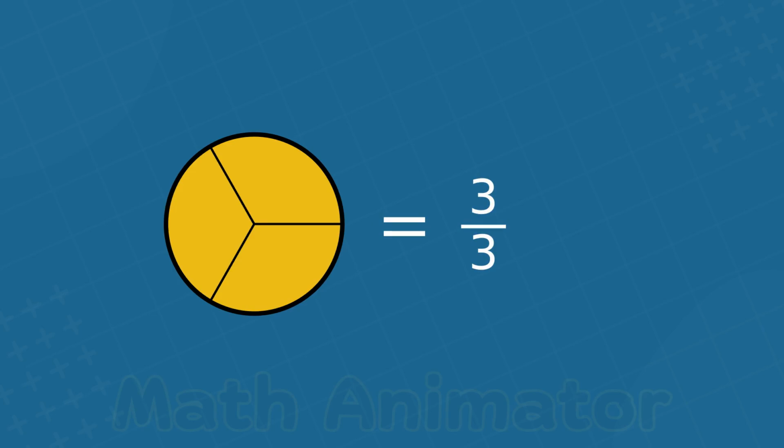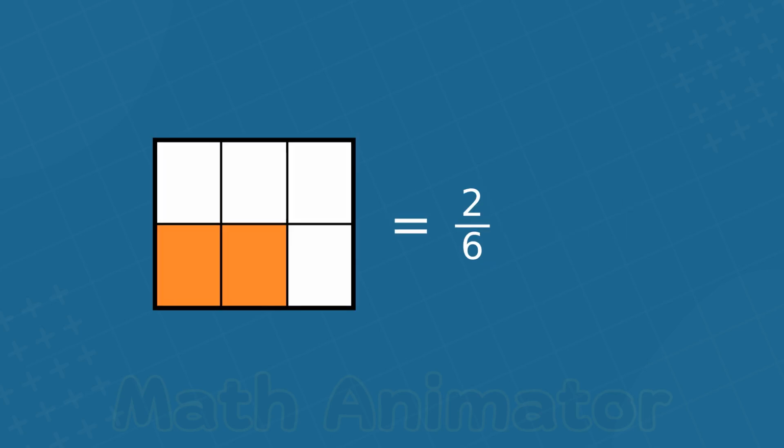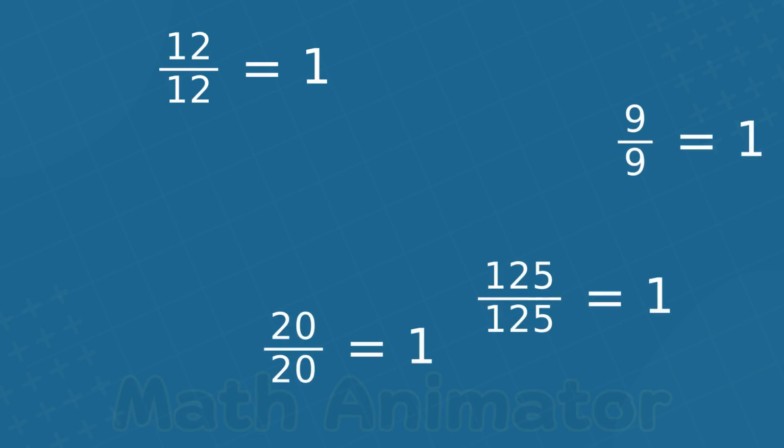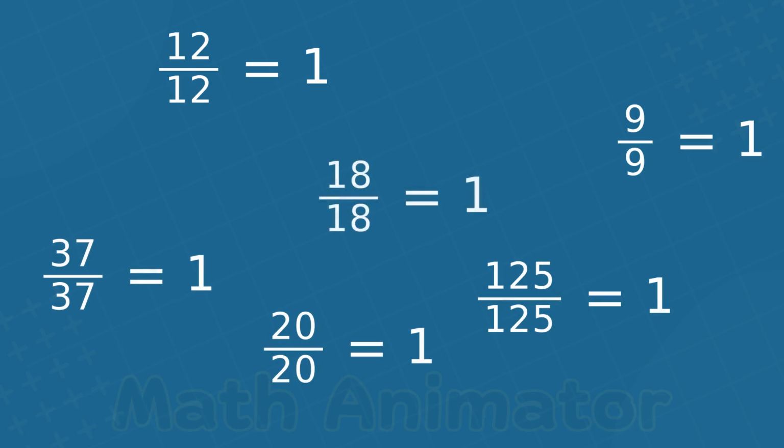However, we know that a fully shaded circle can also be represented by 1. Thus, 3/3 is equal to 1. For the same reason, we know that 6/6 is also equal to 1. In fact, any fraction formed by a non-zero number over itself is also equal to 1.